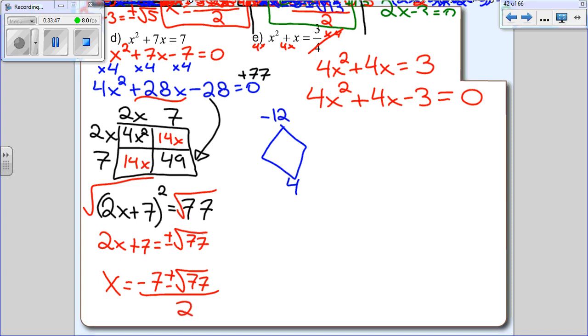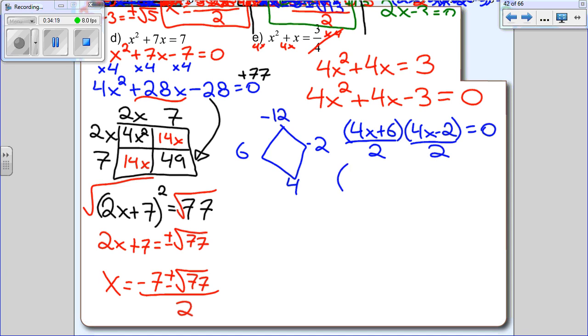You have negative 12 on the top, 4 on the bottom. That's 6 and negative 2. That means you should get 4x plus 6 and 4x minus 2. Neither of those are divisible by 4. So what do you do, Jenica? You divide both of them by 2. Two things that would multiply to be 4. And that gives you 2x plus 3, 2x minus 1. Your answer should have been the same for both. You should have got negative 3 over 2, or you should have got 1 over 2. So whether you use box method or factoring, you should have got the same answers.